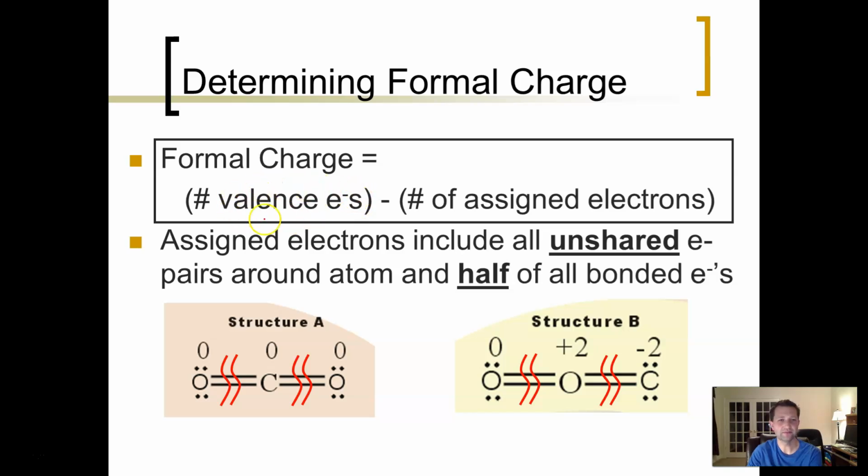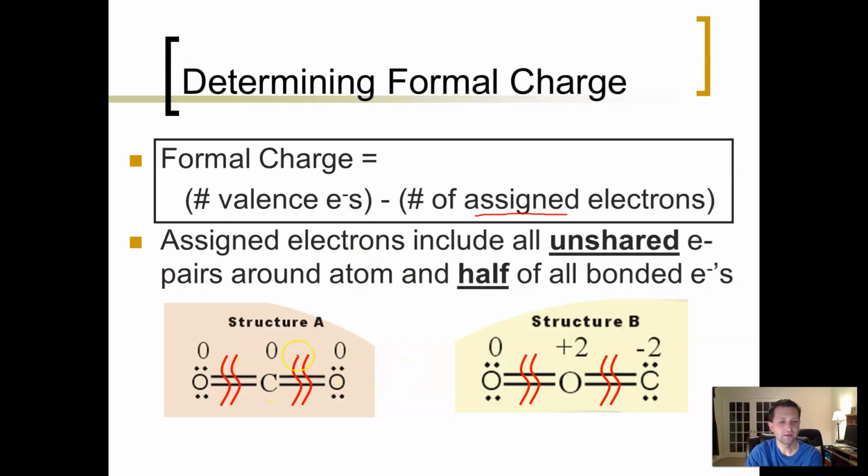So atoms have valence electrons that they're supposed to have. Like carbon's supposed to have 4 valence electrons. And then we're going to see how many does it actually have in the Lewis structure. How many electrons are actually assigned to it? Okay. What are assigned electrons? They're all the unshared electron pairs and half of the bonded electrons. So some students get confused by this, but don't be.